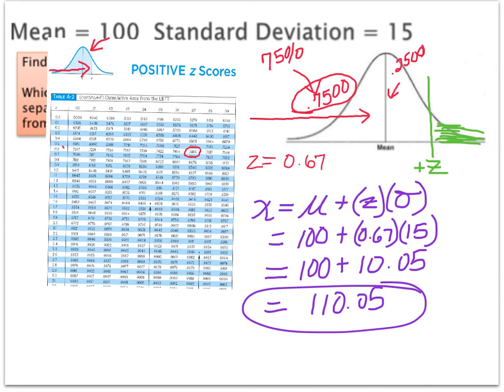So even though our z-scores were similar, one was negative and one was positive, and that made all the difference in the IQ score that separated the bottom 75% from the top 75%. So our IQ score that separates the top 25% up here is 110.05. So now you can see how to use the normal distribution to find percentiles, and you can see the difference between top percentiles and bottom percentiles.